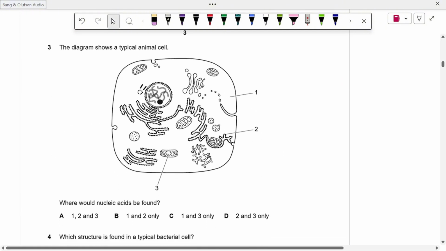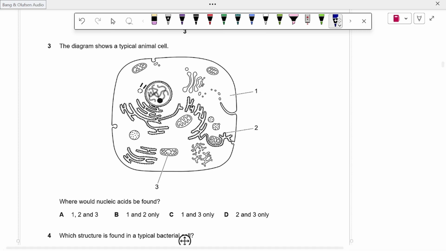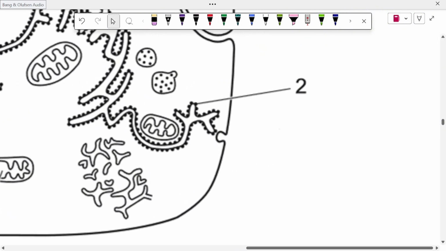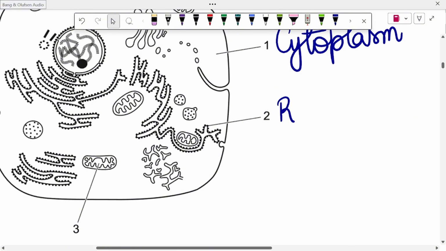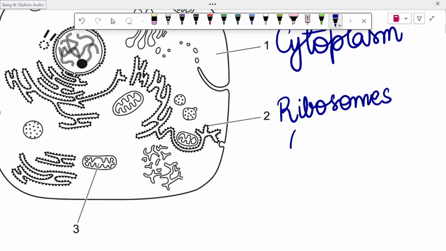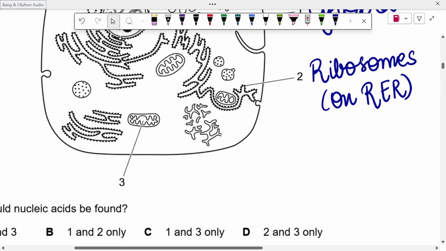Question number 3. The diagram shows a typical animal cell. Let's identify. One, क्या नजर आ रहा है हमें? Yes, one is your cytoplasm. 2 is your, if I zoom in, yes, ribosomes on your RER. And three is your mitochondria.